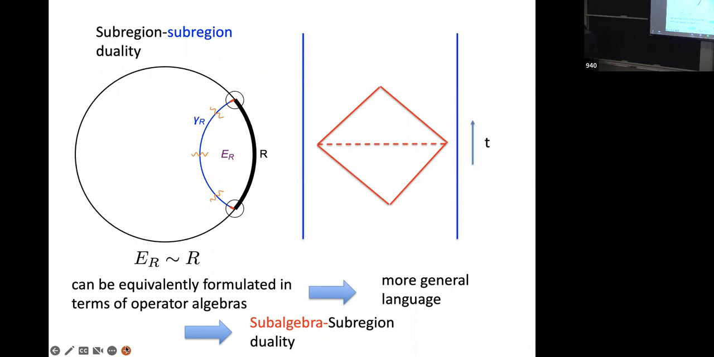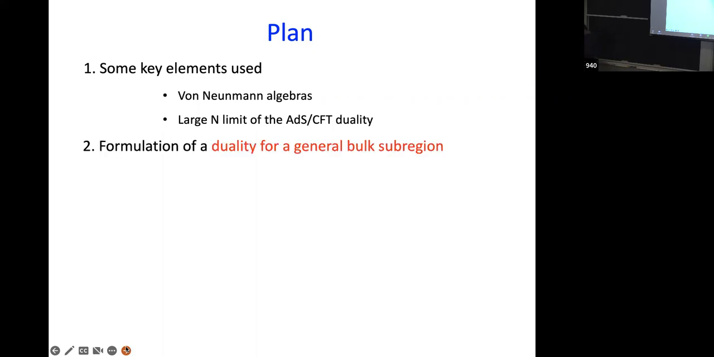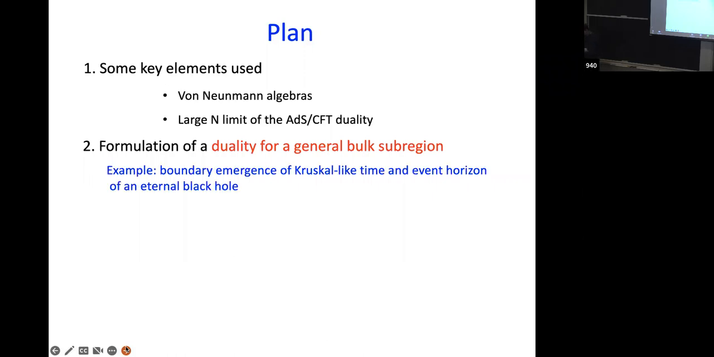Good. So this is a very quick outline of the message I want to convey. So here is the plan. First, I want to talk about some key elements used. First, I want to say a few words about von Neumann algebras. Also, I want to highlight some aspects of the large N limit of the AdS/CFT duality, which is responsible for this kind of emergence. And then I will give you a general formulation of this duality for a general bulk subregion. And then, as a specific example, the boundary emergence of this Kruskal time and the event horizon for an eternal black hole.